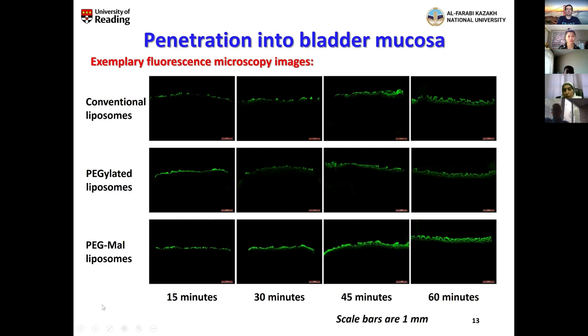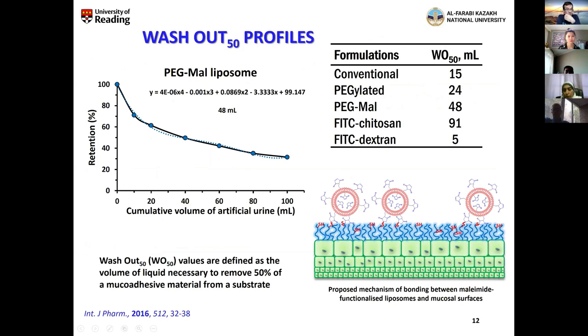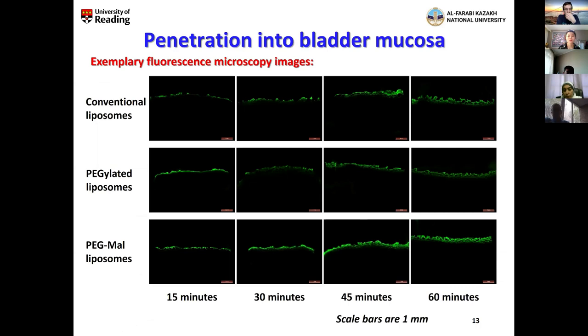We also assessed the washout profiles of these formulations. This is the washout profile. The washout value is used to remove 50% of the mucoadhesive materials from the substrate with artificial liquid, an artificial urine solution, for instance, in my case. Then we assess the concentration of these liposome formulations. Interestingly, the pegylated liposomes were found to be more penetrative than the maleimide functionalized liposomes.